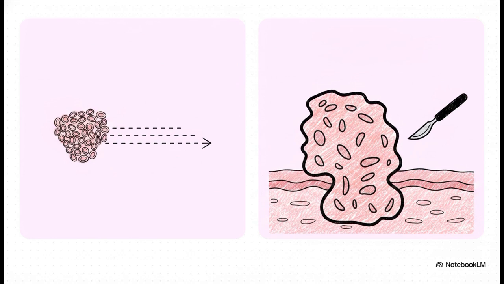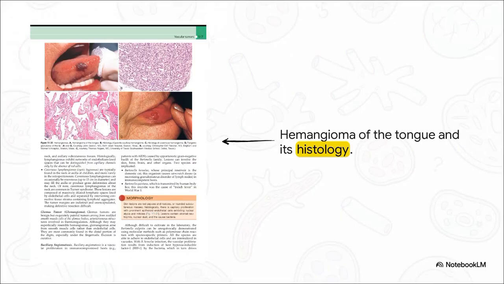Cavernous hemangiomas, on the other hand, are a totally different beast. They form these large, dilated, blood-filled channels. They plunge deep into tissues, they're infiltrative, and crucially, they do not go away on their own. They usually require surgery.